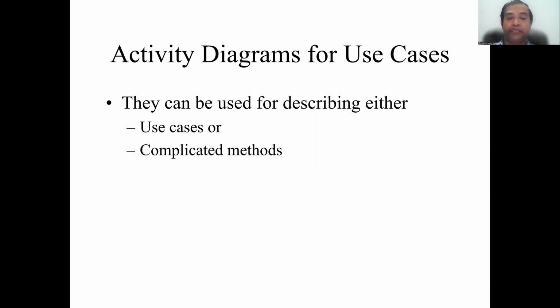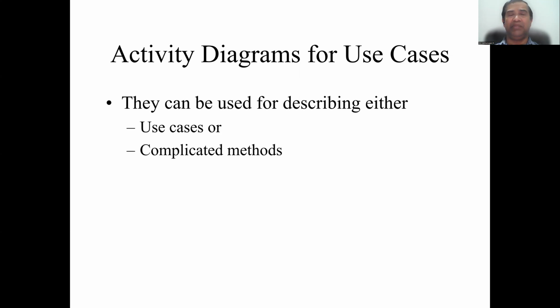And here, with activity diagrams, we can describe use cases or complicated methods. The actual purpose of an activity diagram is that it can be used for showing the use cases: what are all the processes involved for a particular activity to occur, and what kind of transformation is going to happen to that activity as a result of this process execution. For that purpose, we use use cases, or we can explain a complicated method.